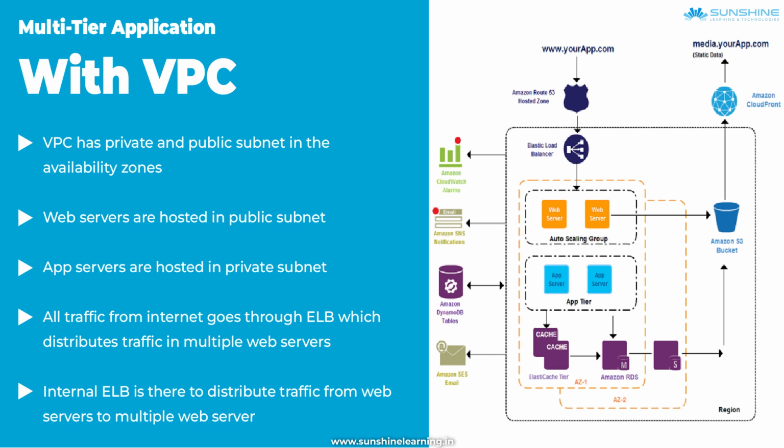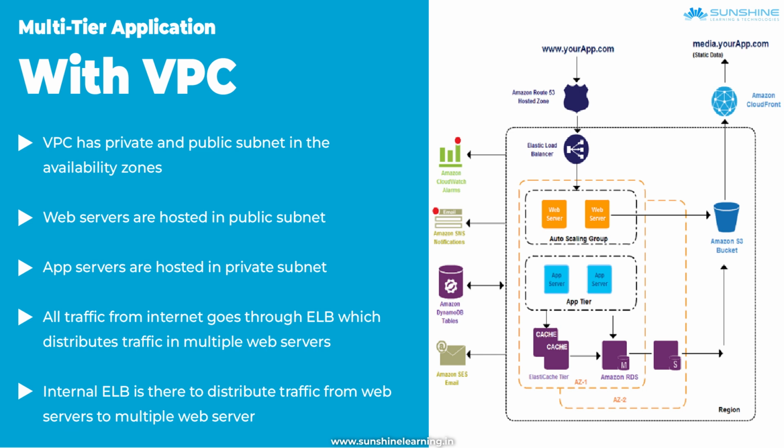For example, let's say somebody tries to access yourapp.com. The request from the Route 53 hosted zone would route to the load balancer. The load balancer, based on the distribution logic, is going to distribute evenly on both the web servers, and the web servers are associated with the auto scaling group. So in case there is a change or fluctuation in the traffic, the instances will increase and decrease accordingly.